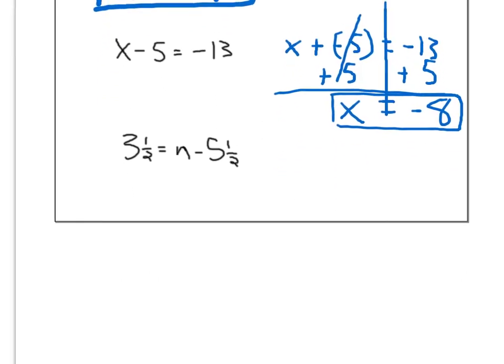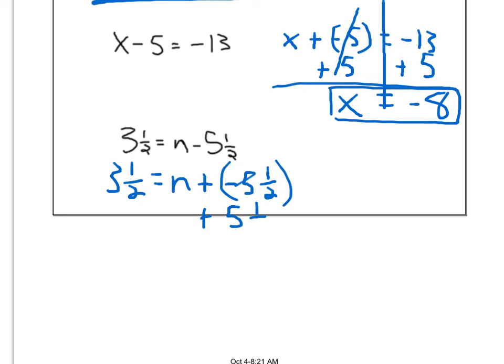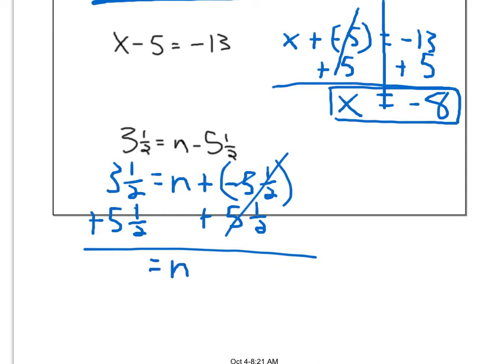Alright, so let's do one more example here. 3.5 equals n minus 5.5. So again, we're going to rewrite this as an addition problem. So plus negative 5.5. Now again, I want to isolate my n, so I have to ask myself, what's the opposite of negative 5.5? Well, I'm going to add positive 5.5. If I do it to one side of the equal sign, I need to do it to the other side. Okay? Well, negative 5.5 and positive 5.5 cancel. That isolates my variable here. And 3.5 plus 5.5 is 9.